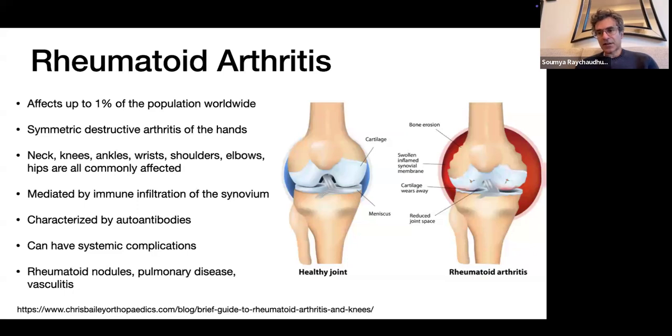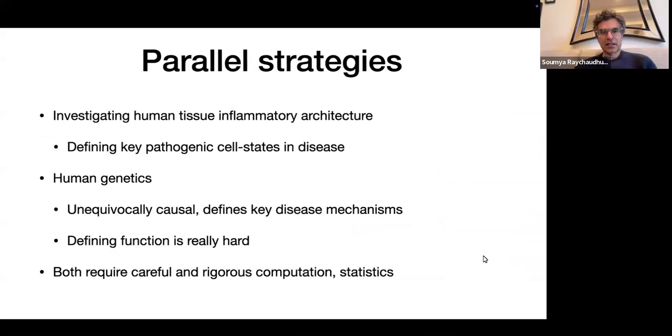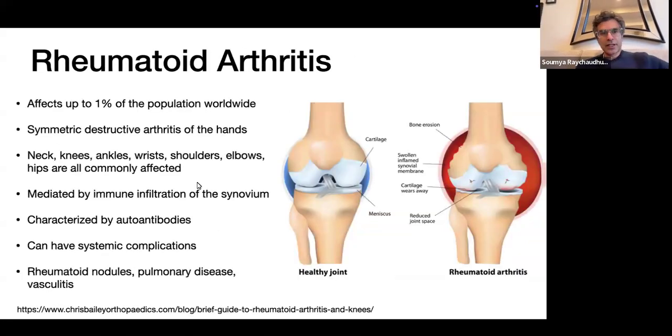And you can see this thin membrane in the healthy joint becomes engorged and red on the right. So that's what happens when the immune system interacts with the synovium. It gets thickened and then slowly destroys the joint. It's a disease that affects up to 1% of the population throughout the world and leads to the destruction of joints of the hands and other joints as well. And it's mediated by immune infiltration of the synovium. It's characterized by autoantibodies and can have systemic complications.